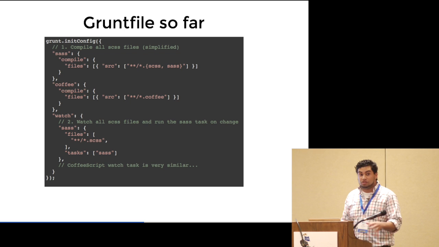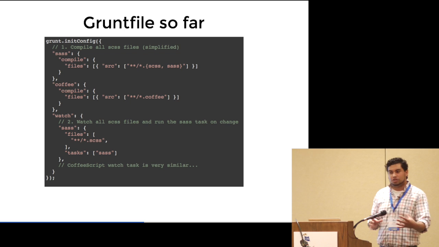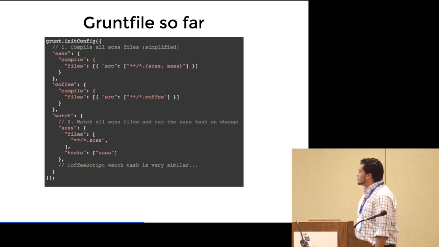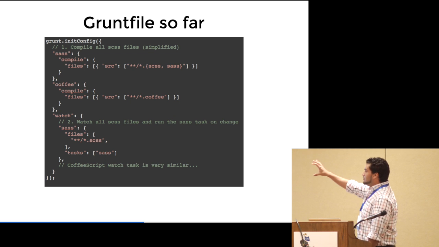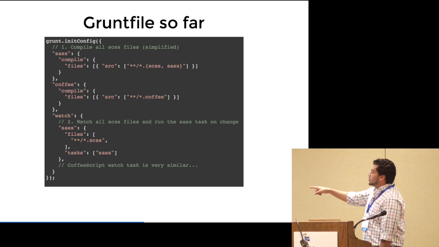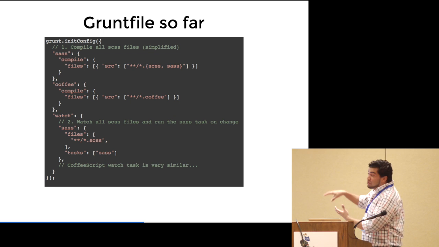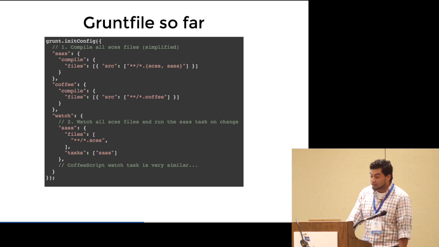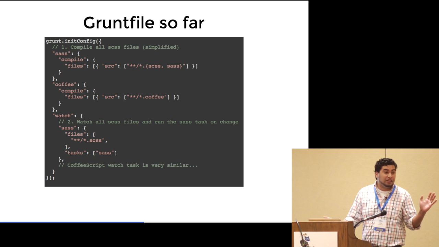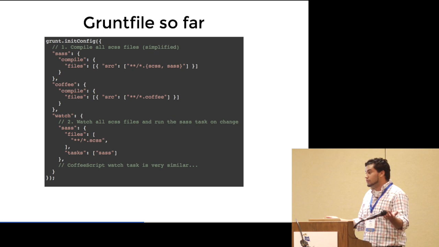This is what our Grunt file looks like so far, and it's a little truncated just because of space constraints. The first point identifies the Sass and the coffee compiles configurations. Then you have the watch configuration for Sass, and it's almost identical for CoffeeScript, except for the extension. That can just be generated for you automatically. You can start using Sass and CoffeeScript today without actually writing a Grunt file.